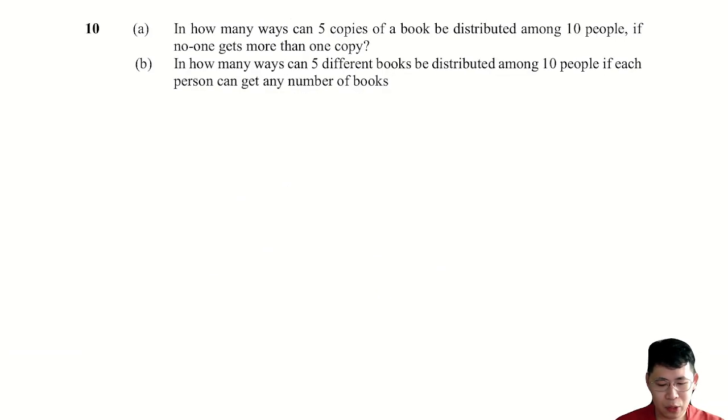Question 10. In how many ways can 5 copies of a book be distributed among 10 people if no one gets more than 1 copy? So over here would be 10 people. I will just choose random 5 to give. So this would be just 10C5. You press your calculator, it should be 252. Just like that. So part 1 is quite easy.